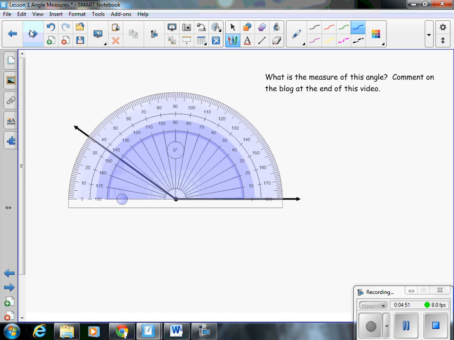Here's another angle. So again, take a look, is it more than 90 degrees or less than 90 degrees before you decide which set of numbers, the inner or the outer, that you're going to use. Decide what's the measure of this angle and comment on the blog at the end when you're all done. If you write it on a piece of paper right now, you won't forget. So blank degrees.